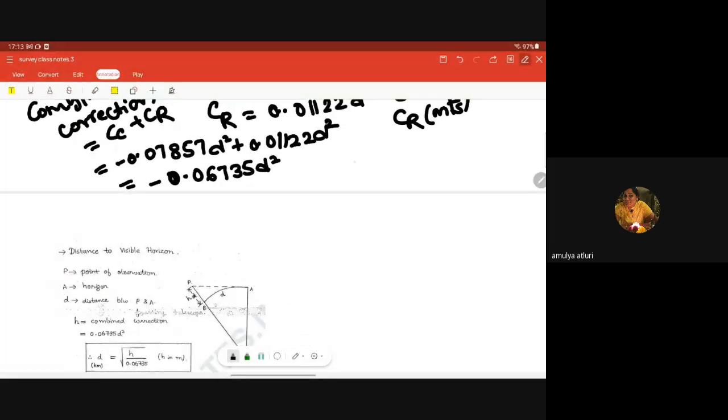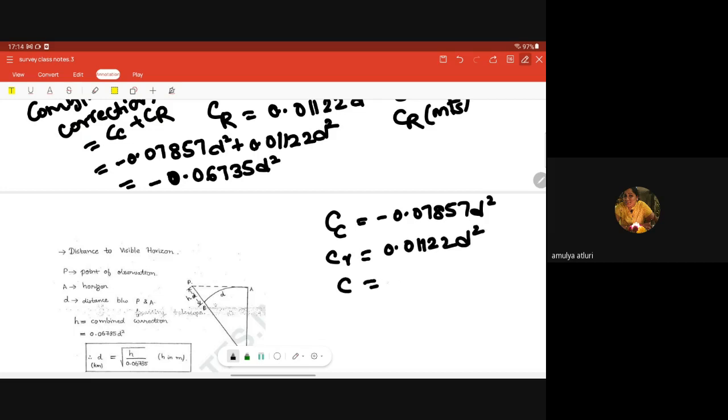Okay, this is combined correction C. So let me summate these values. CC is equal to minus 0.07857 d square. CR is equal to 0.01122 d square. Combined correction C is equal to minus 0.06735 d square. Got it?